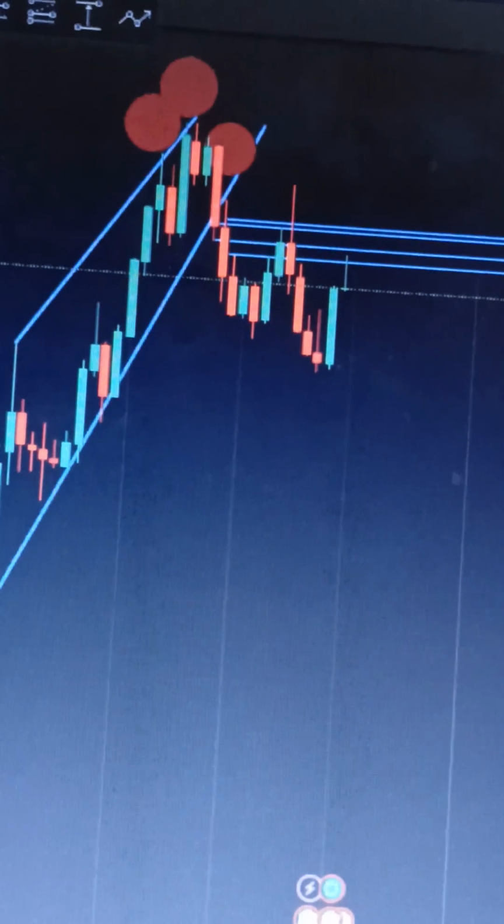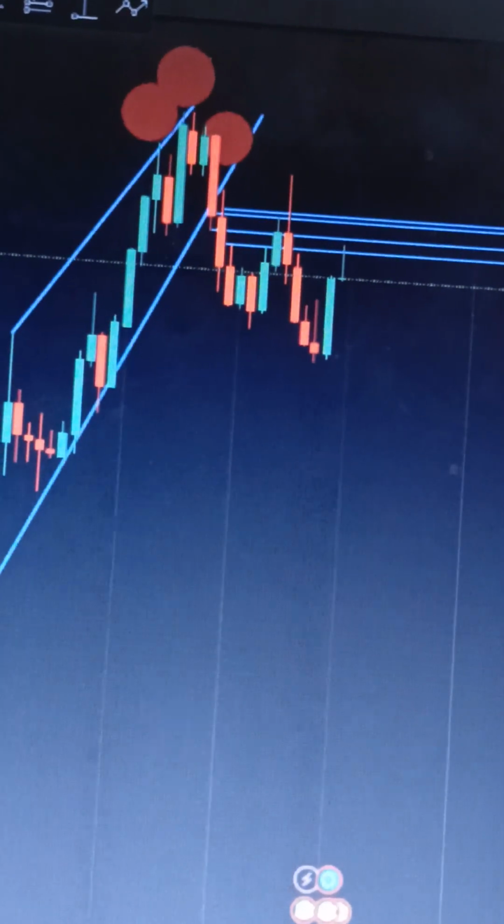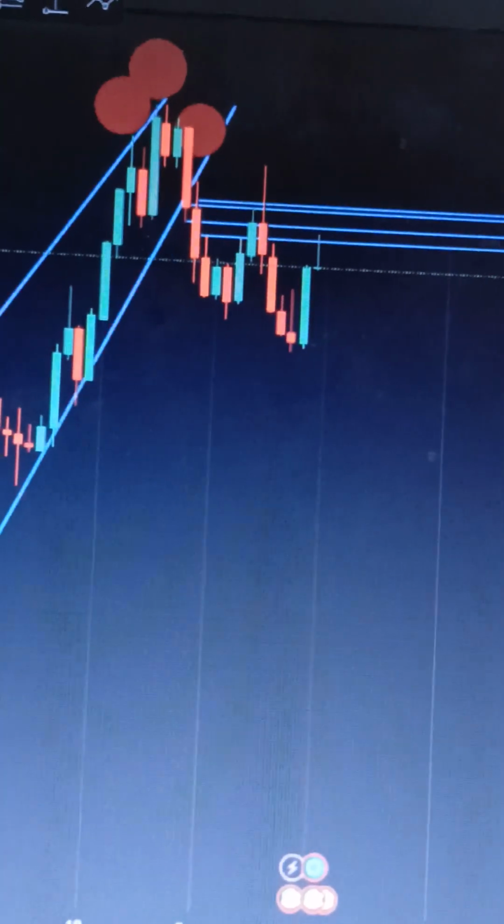Then we are going to be jumping back to the 4-hour time frame.